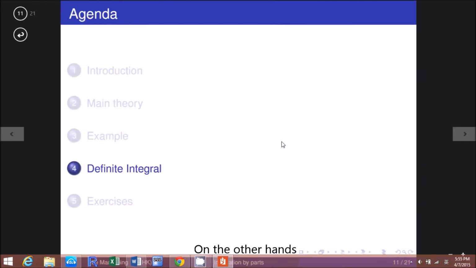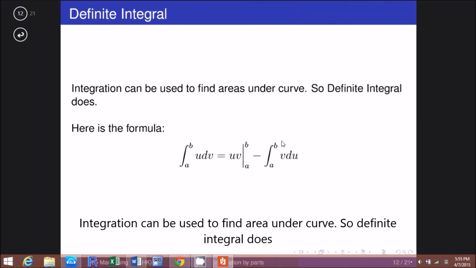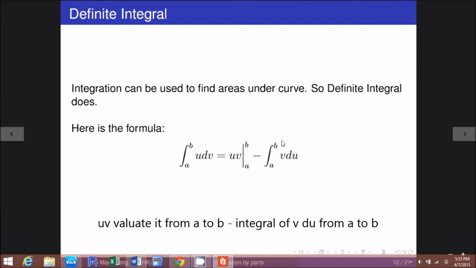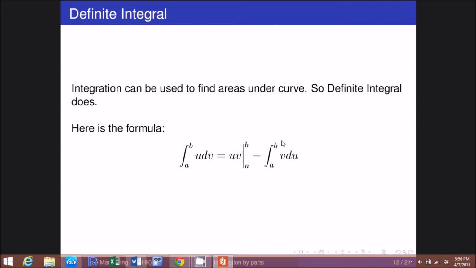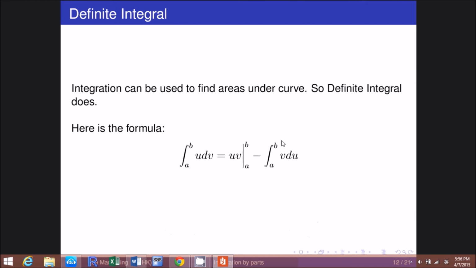On the other hand, integration by parts can also be applied to definite integrals. Integration can be used to find the area under a curve, and so do definite integrals. Here is the formula. The integral of u dv from the range a to b is equal to uv evaluated from a to b minus the integral of v du from a to b. And it helps us to calculate the area under the function within the given range a to b.